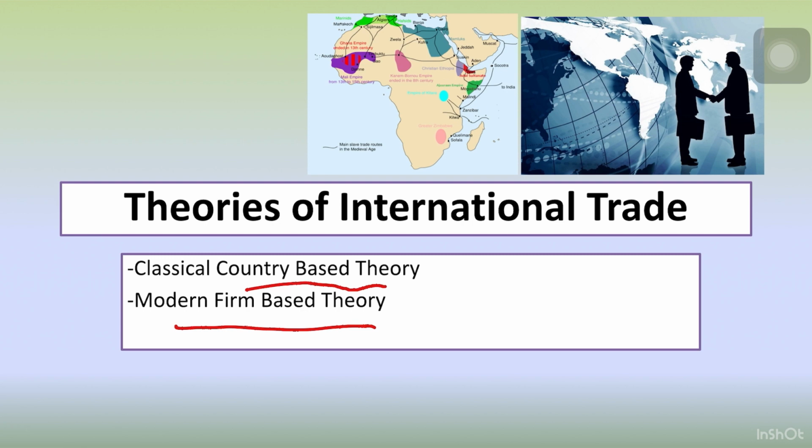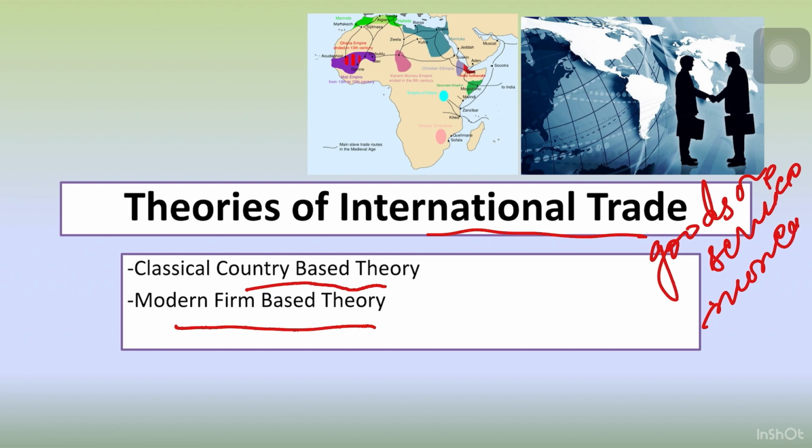So before we begin, just a brief introduction about international trade. As you know, what is trade? It is the exchange of goods or services for some consideration, right? That is basically money. Okay, so whenever a country or a company goes from one country to another, it is known as international trade. When more than one country trades, it is known as international trade, right? So let's move further.